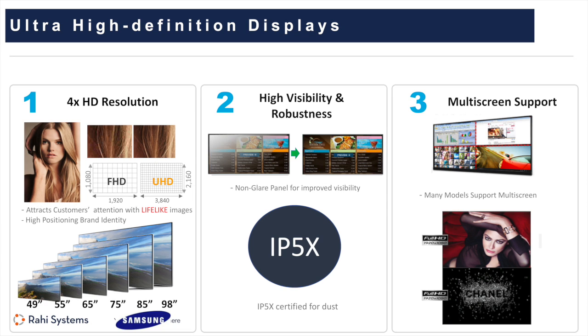Some of the features that are included in ultra-high definition displays are high visibility and a robust build. So we use non-glare panels for improved visibility, which help to see at an angle, and also maybe in an area where there's high ambient light and so forth. And in areas that are dusty, we actually have a certification for dust, the IP5X, to protect from damage to the display when using it in those environments.